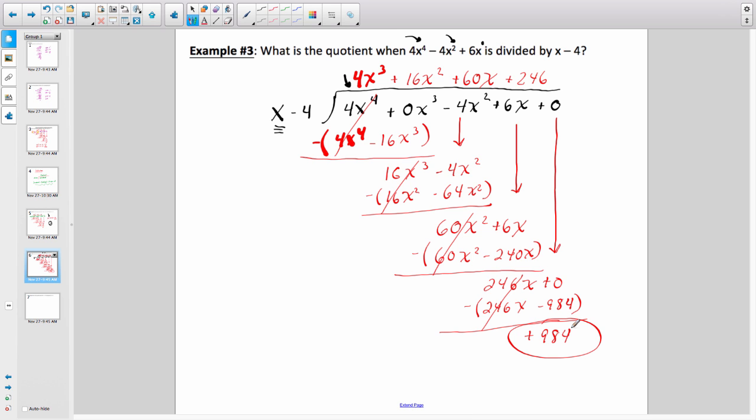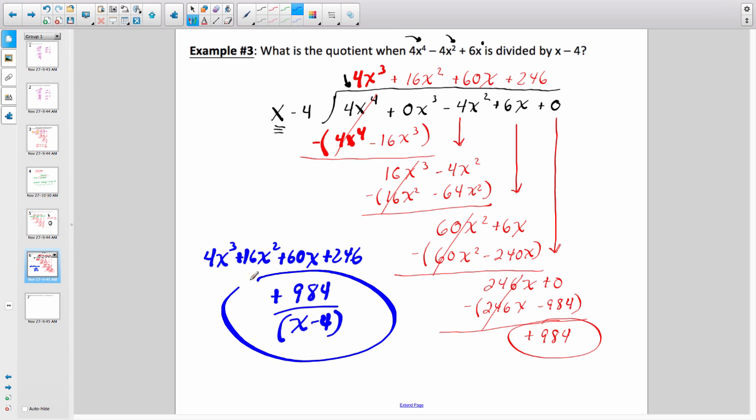So your final answer will look like this. 4x cubed plus 16x squared plus 60x plus 246 plus 984 over x minus 4. That crazy answer is totally acceptable and it's accurate. So you have to be comfortable with this, knowing that remainders can be very, very dicey.